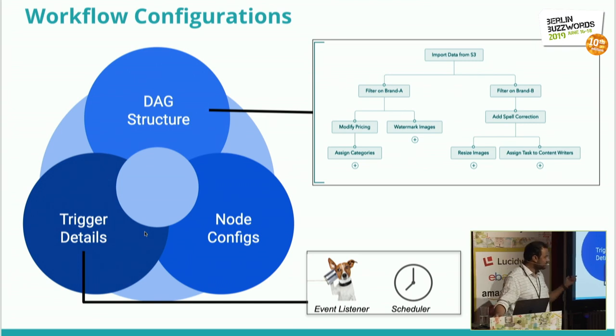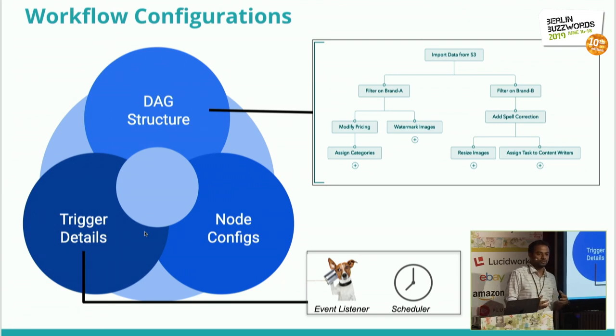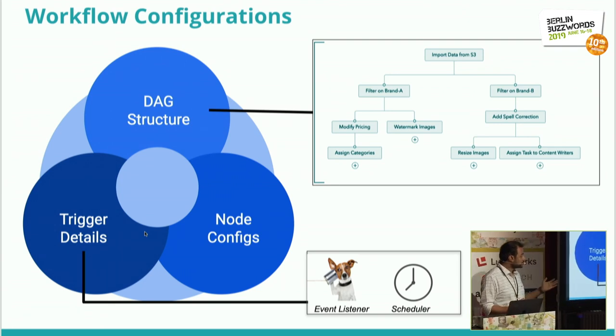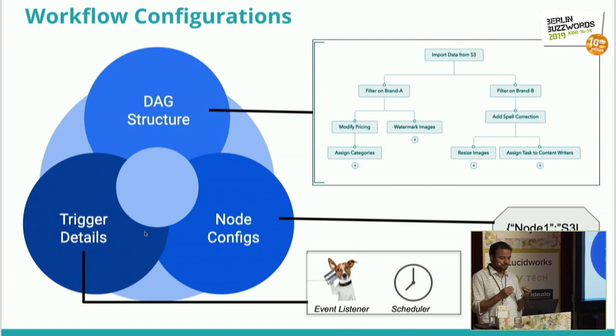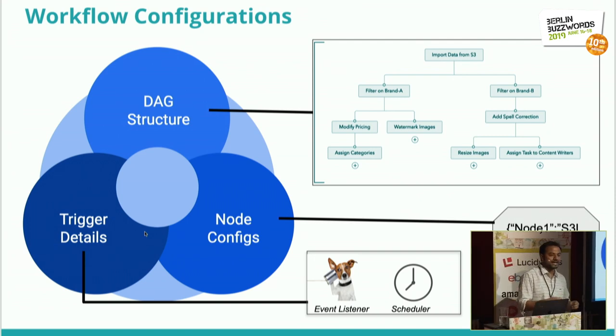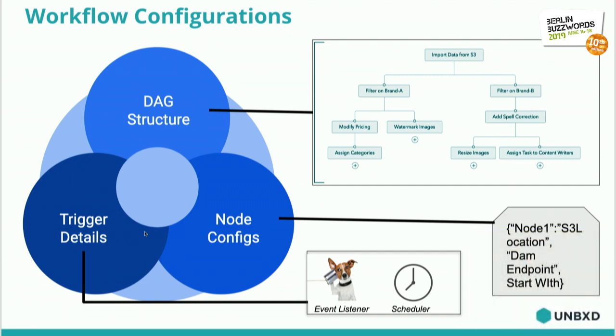A workflow should have some trigger details. Based on what kind of trigger a workflow should actually start, it can be an event listener or it can be a scheduler, and the specific node configurations. It can be something like a node which works on pricing and scales the pricing out, where you just pass on the thresholds. These can be static configurations.